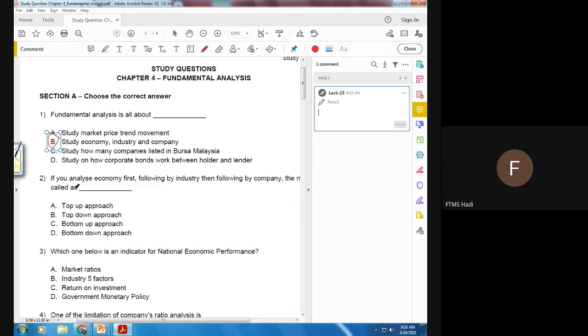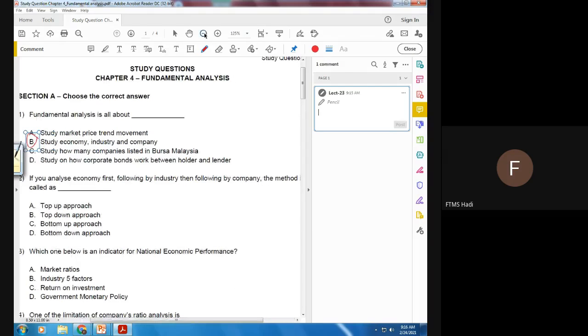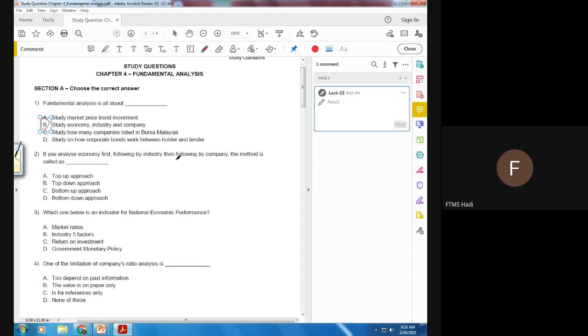The second one, if you analyze economy first, followed by industry and then company, the method is called what? Economy first and then industry and then company. Top down or bottom up? If economy first, that means top down. The answer is top down approach. If the question asks about company first, followed by industry, followed by economy, that one is bottom up.